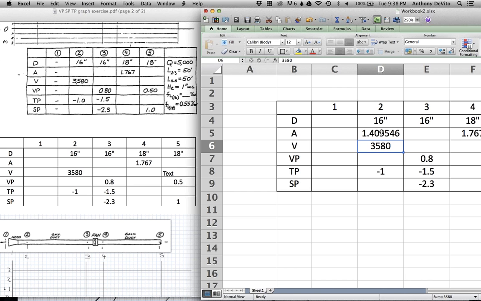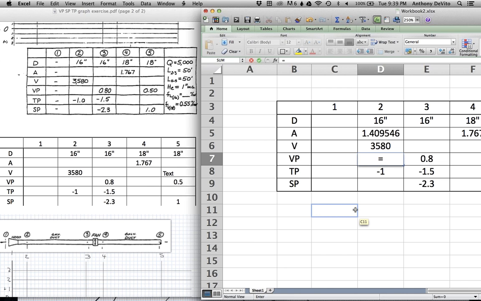Okay, so now that we know that's the area and this is the velocity, what else do we know about this system? Well, we know the quantity of air that's moving through this system. We should also be able to pick out what the velocity pressure is going to be equal to. It's 4,000, what is it again? What was the formula that we used before?